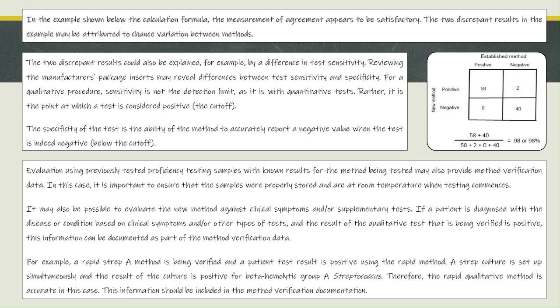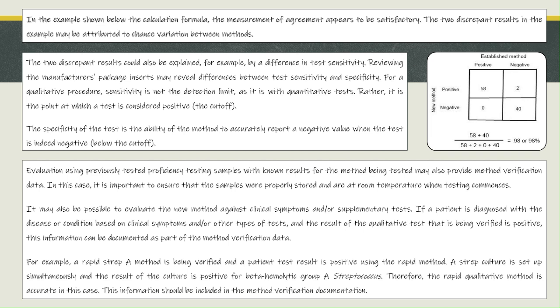Evaluation using previously tested proficiency testing samples with known results for the method being tested may also provide method verification data. In this case, it is important to ensure that the samples were properly stored and are at room temperature when testing commences. It may also be possible to evaluate the new method against clinical symptoms and/or supplementary tests.